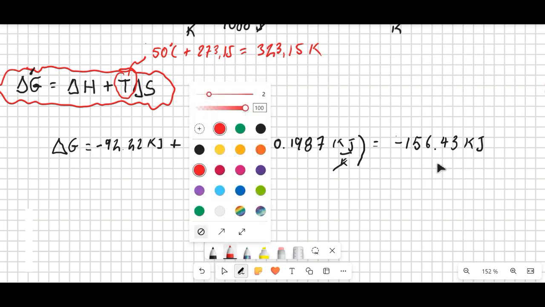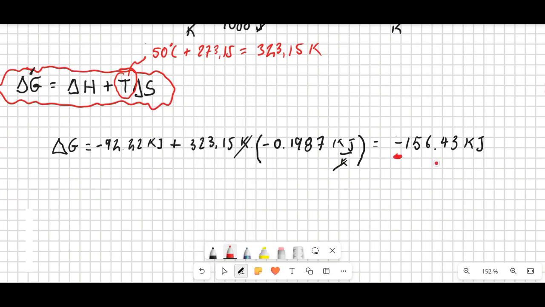But what does it mean? Yeah, we have a negative. This means that this reaction doesn't need an external source of energy. This reaction occurs spontaneously. Now we have finished.